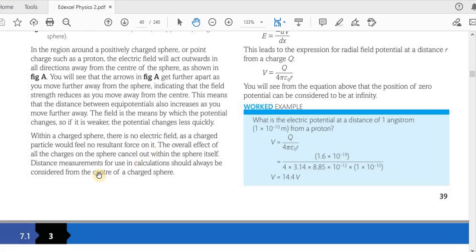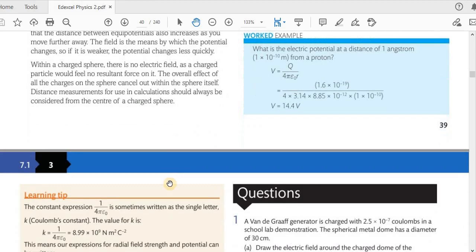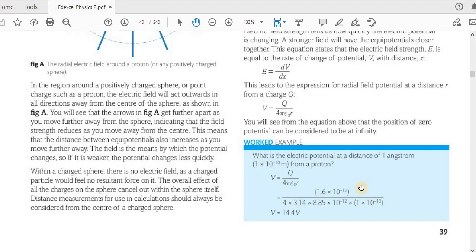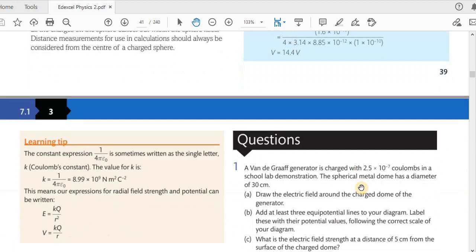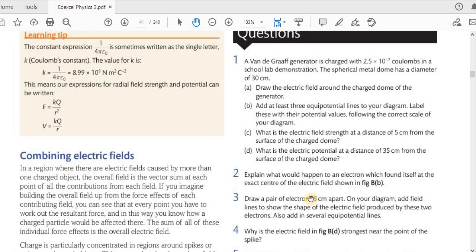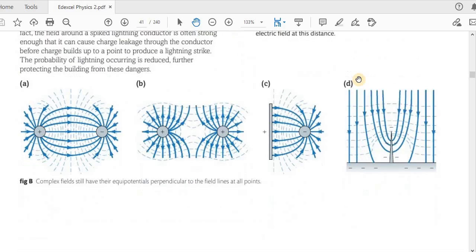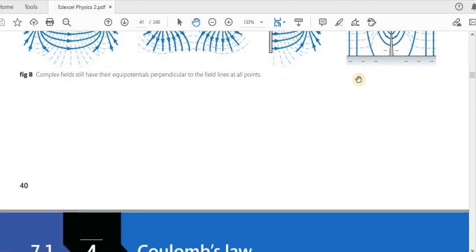Then distance measurements for use in calculation should always be considered from the center of a charged sphere. So that's if we use a sphere, but these calculations were involving a proton. So make sure you answer all these questions. I think here you have a sphere, the Van de Graaff generator. And that is the end of that lesson.